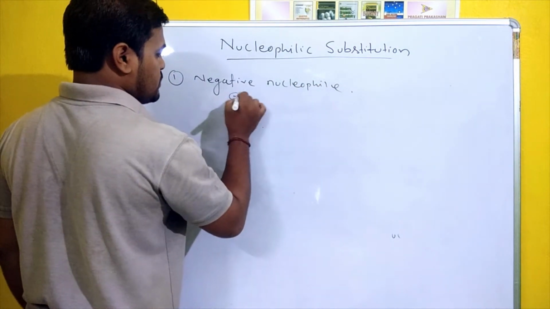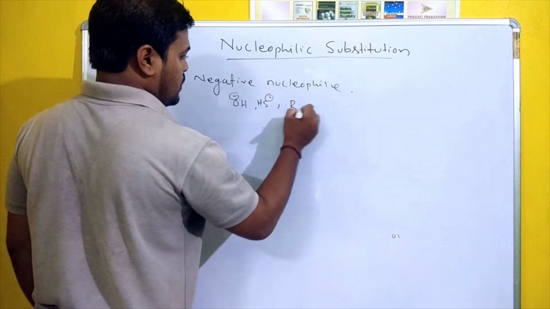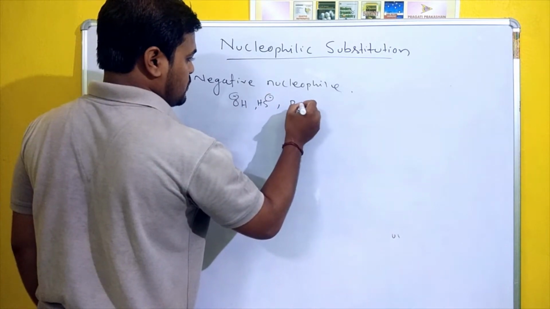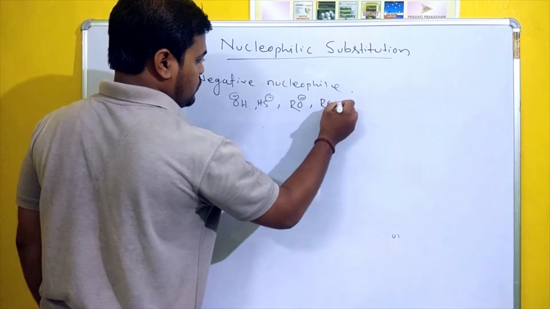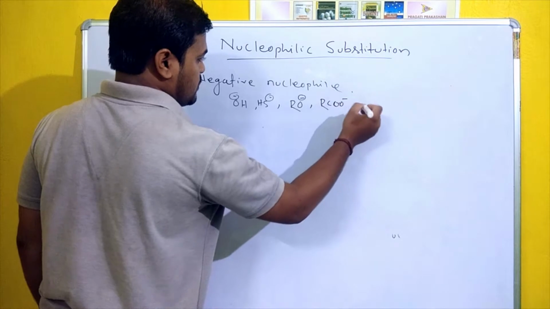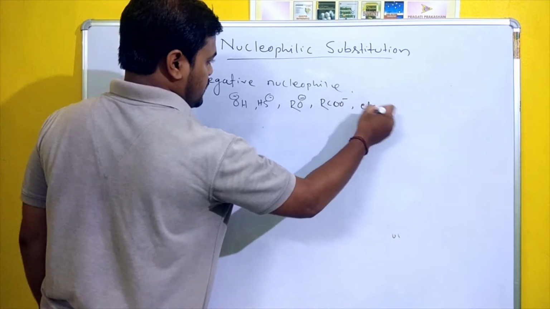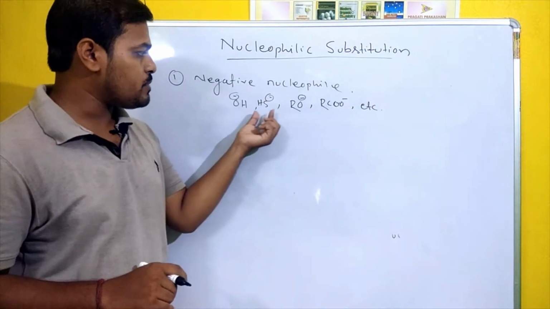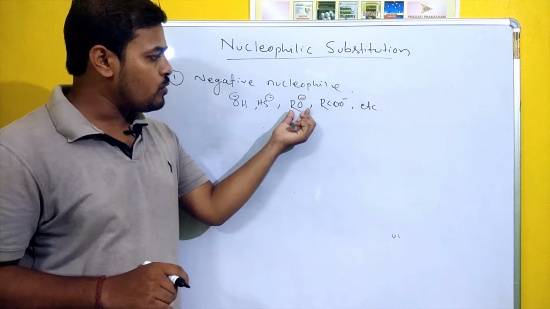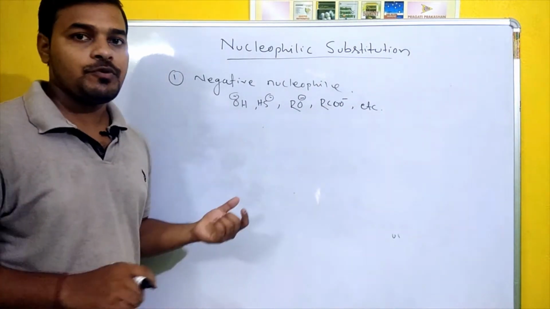OH minus, HS minus, RO minus, RCOO minus, etc. These are basically the negative nucleophiles: hydroxide ion, HS minus, RO minus, RCOO minus.